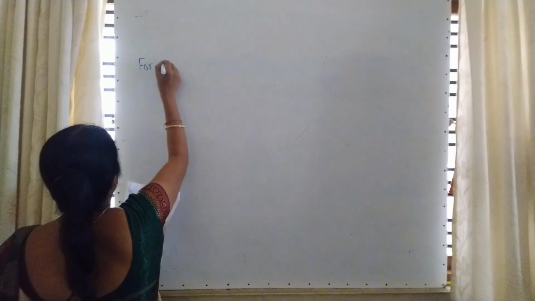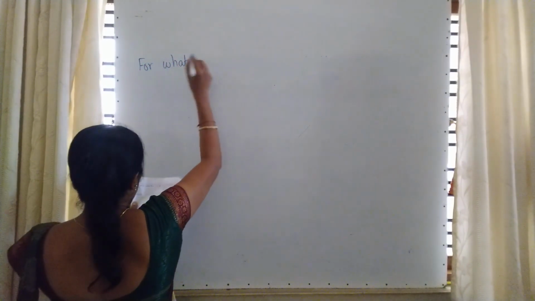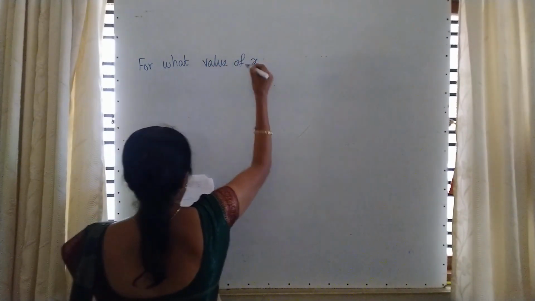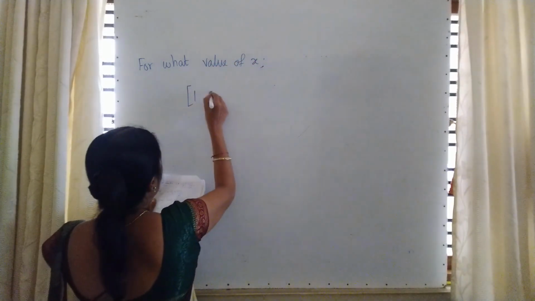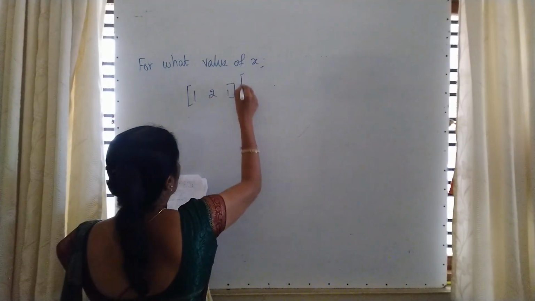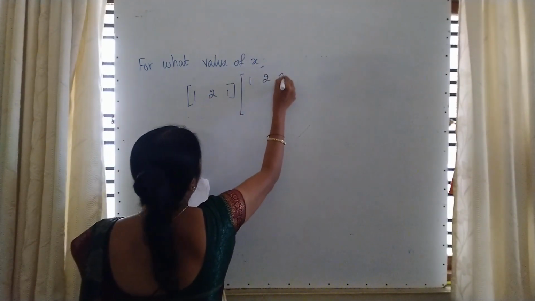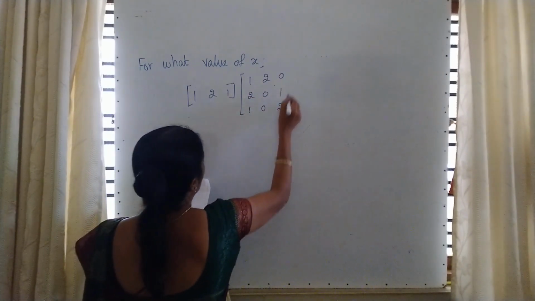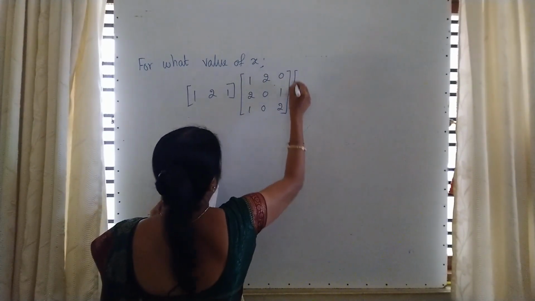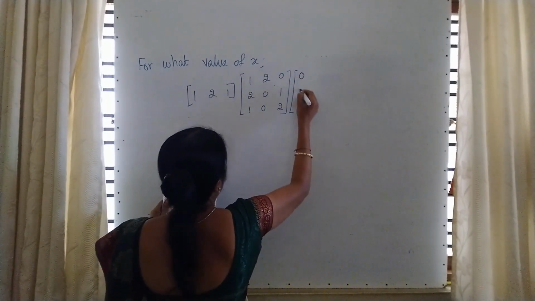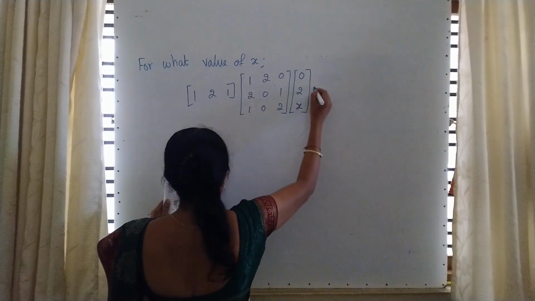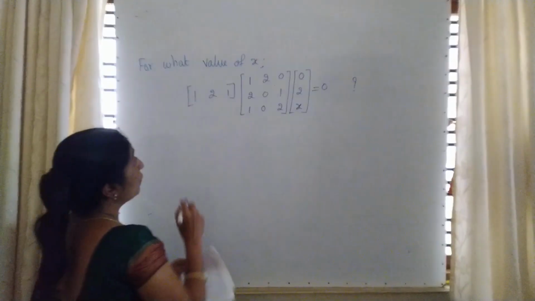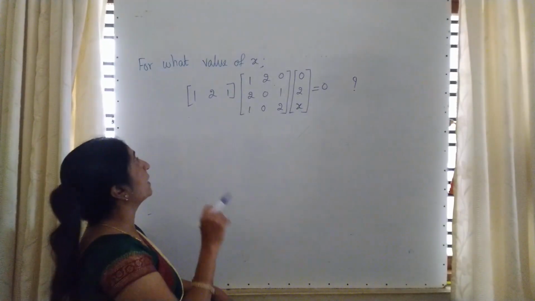For what value of x, the matrix 1 2 1, 1 2 0, 2 0 1, 1 0 2, 0 2 x is equal to 0. This is the question. That means we have to find the value of x. Indirectly they are giving it like that.